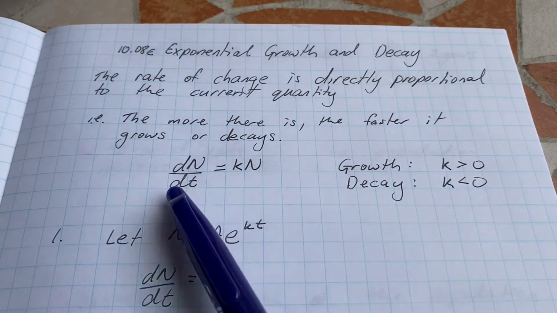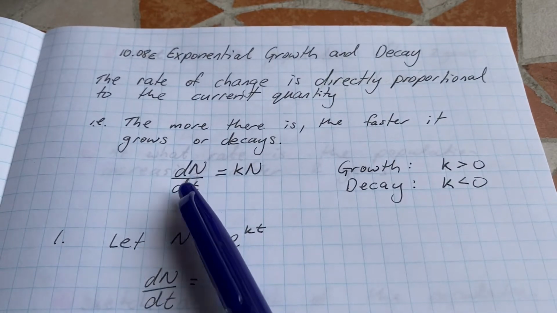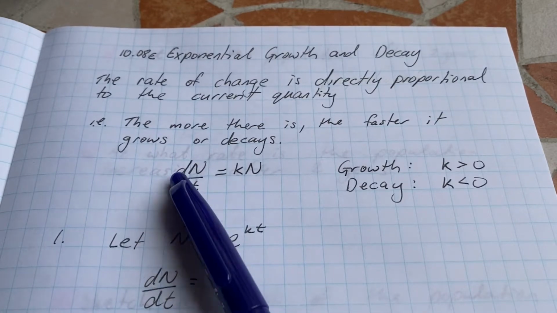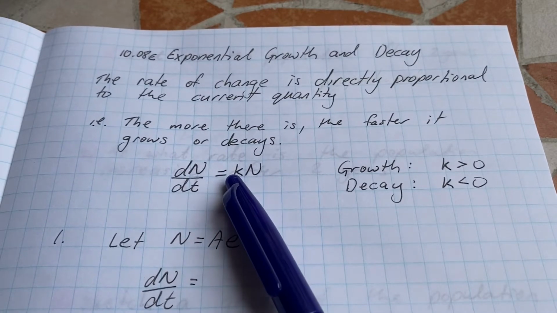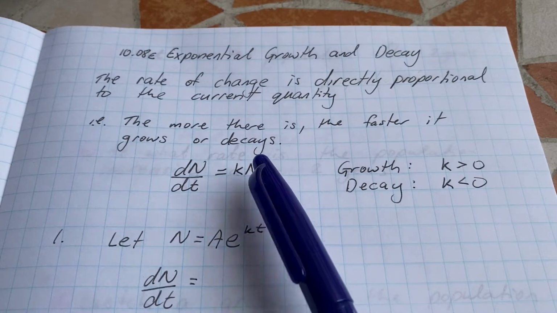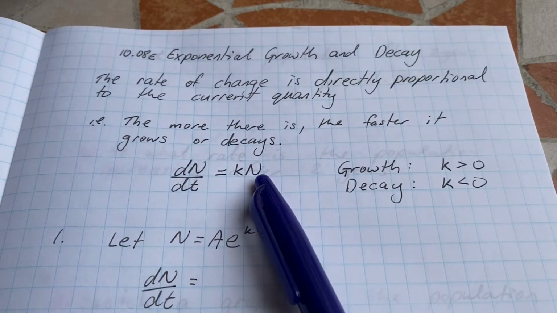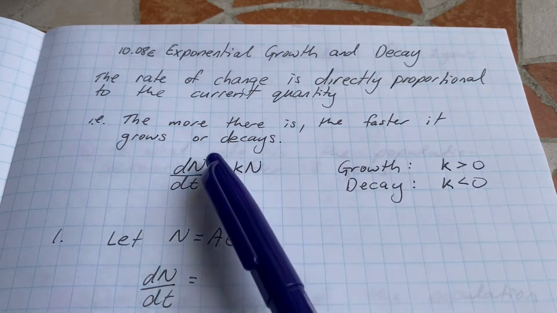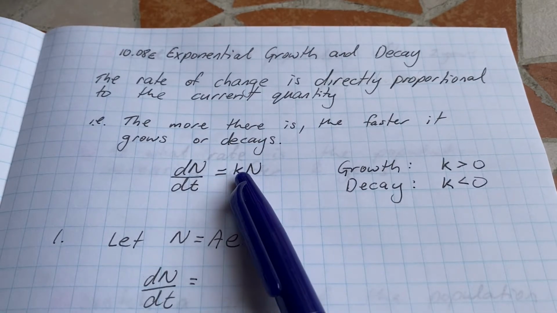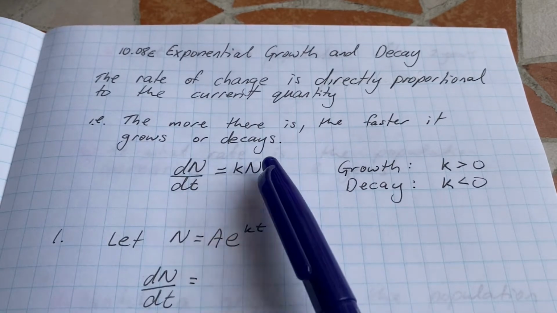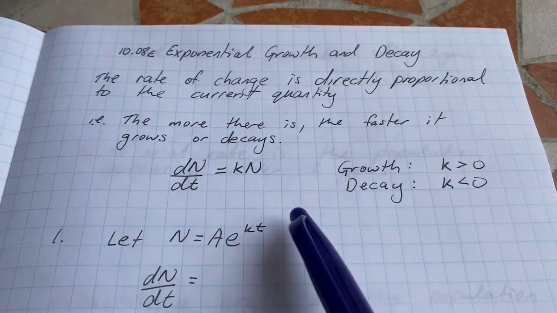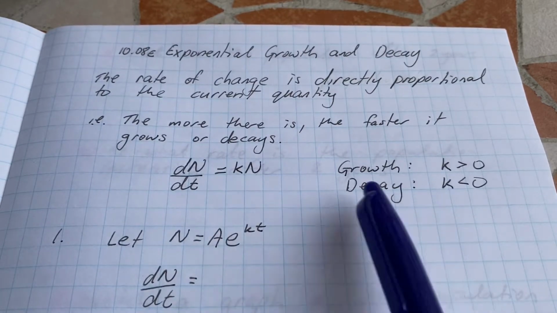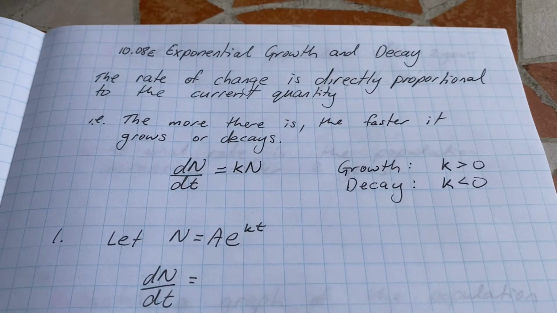So the rate of change, remember, is the derivative. So the rate of change, or the derivative, is equal to some constant k multiplied by the number in the population. Now, if something's growing, that k is going to be a positive number because you're multiplying it by a positive number to make it grow. If the k is negative, then it's decaying. The rate of change is negative. It's decreasing, it's decaying.